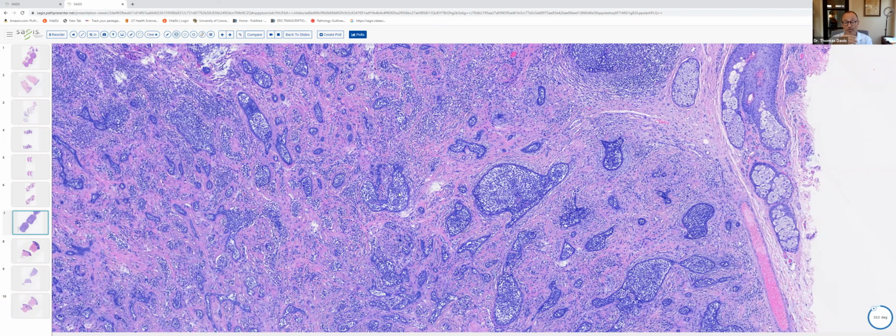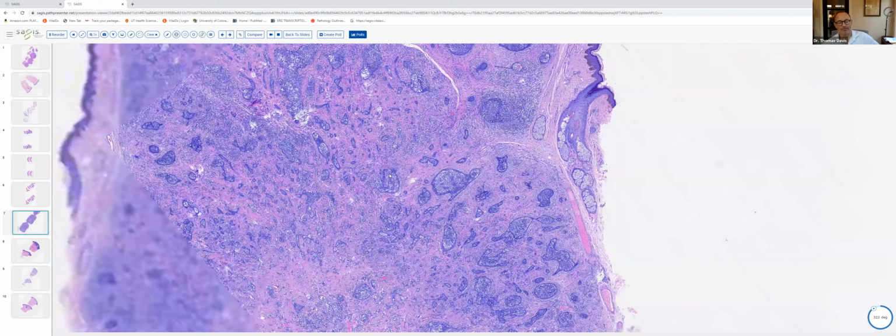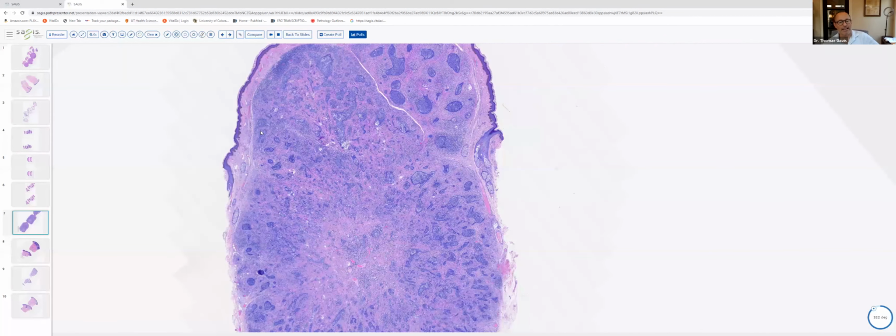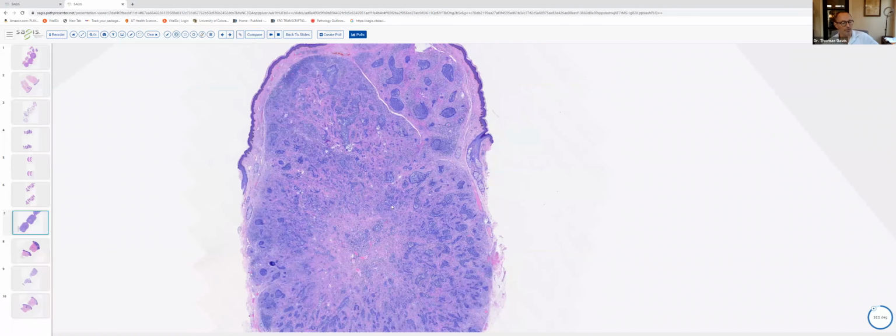And this particular tumor is, again, regarded as a variant of a trichoblastoma. Trichoepitheliomas belong to the trichoblastoma family as well. So they're benign adnexal tumors with follicular differentiation.